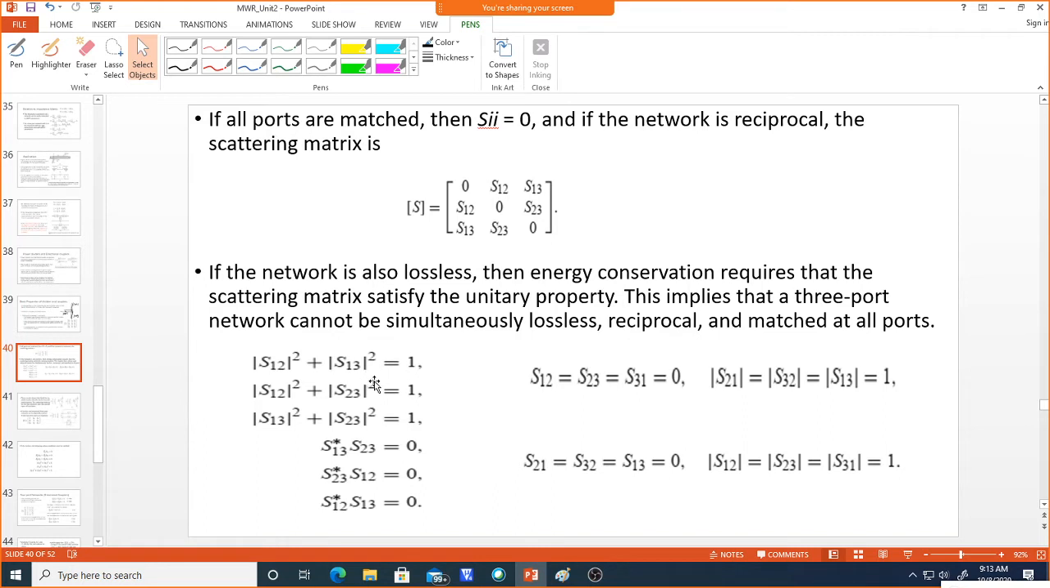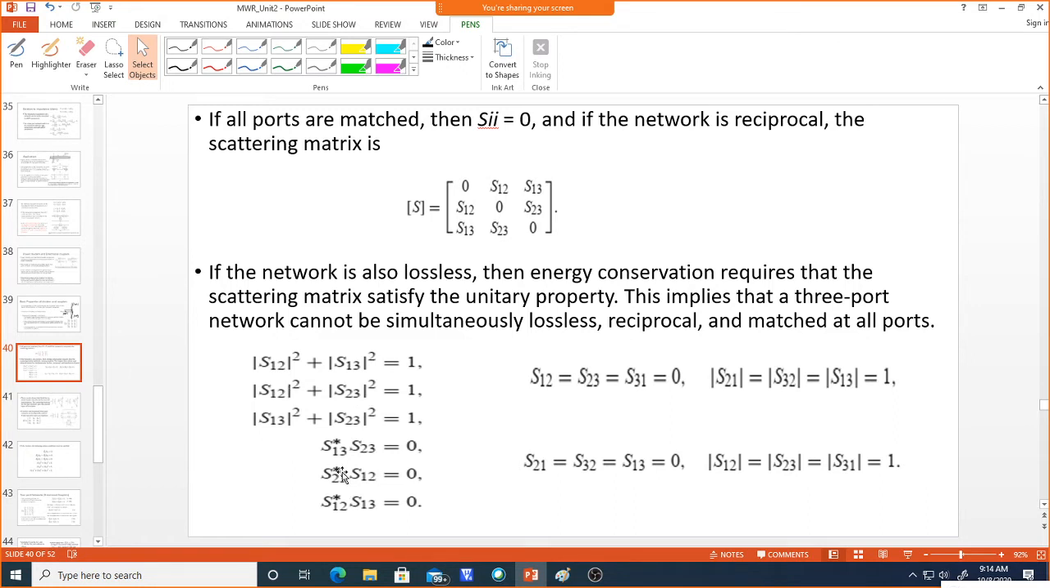Now you examine which parameters go to 0 and which go to 1. Say for example, if I set S23 equal to 0, then putting S23 equal to 0 in this equation, your S12 will become equal to 1.